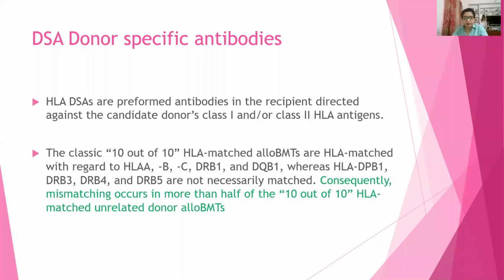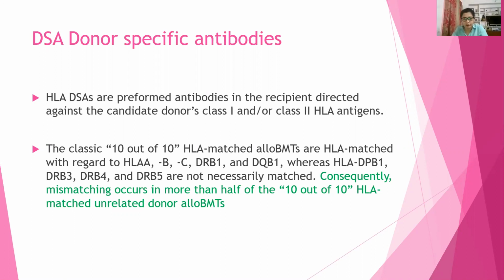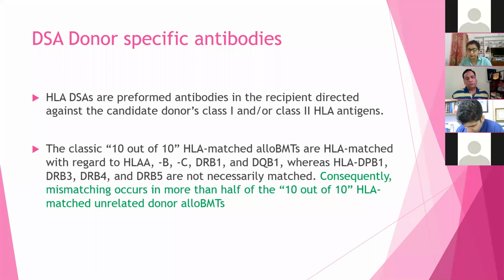Coming now to the donor-specific antibodies. What are they? The HLA donor-specific antibodies are the preformed antibodies in the recipient directed against the candidate donor's class 1 and class 2 HLA antigens. In the classic 10 by 10 match, we are looking at HLA A, B, C, DRB1 and DQB1. We are not typing DPB1.